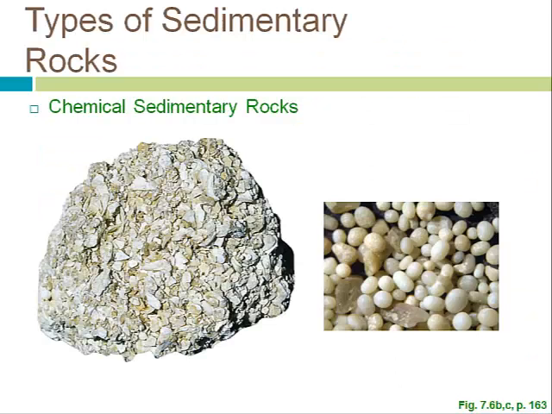So in this slide we have a chemical sedimentary rock. The one on the left is called a coquina, which basically just means it's a sedimentary rock made up completely of shells. So in this case, these are all little pieces of shell, and they're all stuck together, probably by calcium carbonate from the shells that get in the water, and then it gets cemented together.